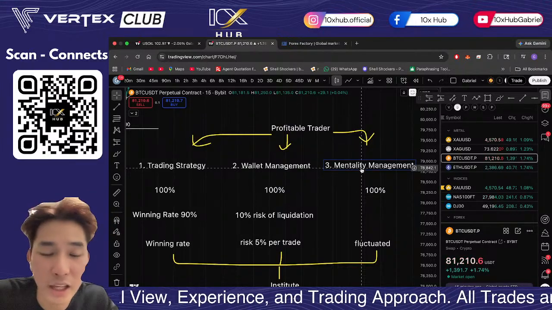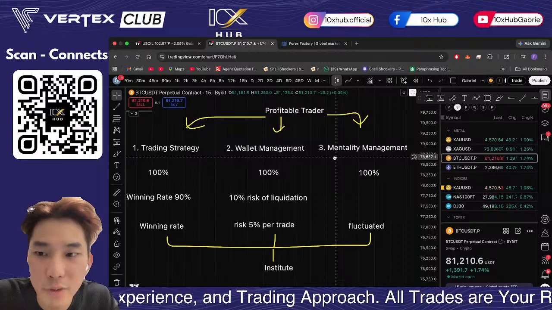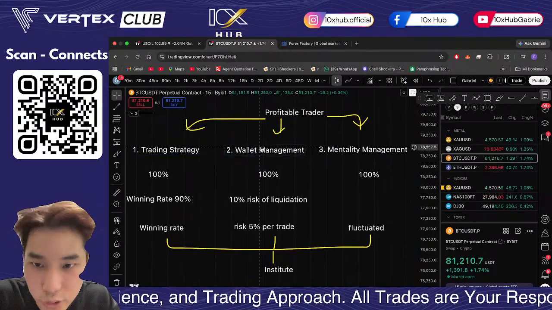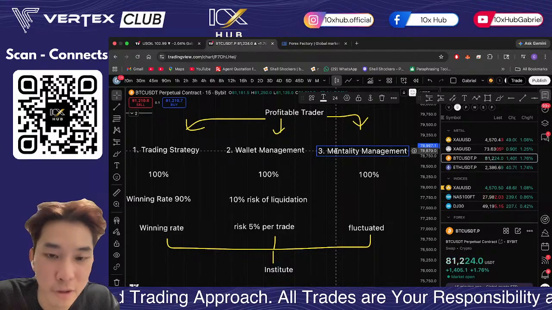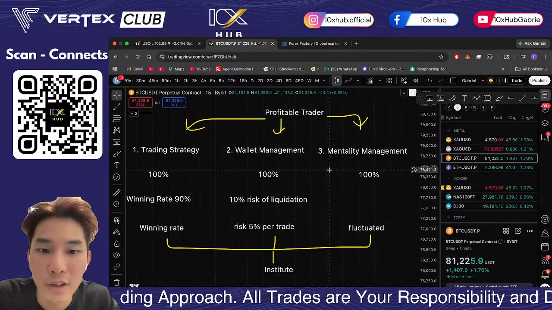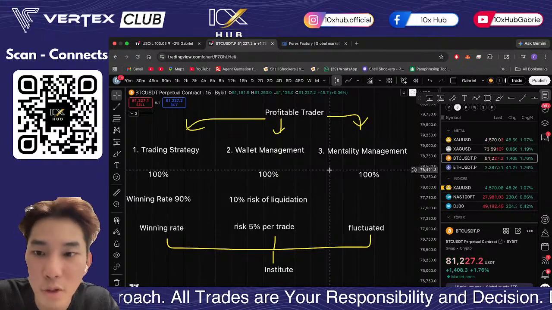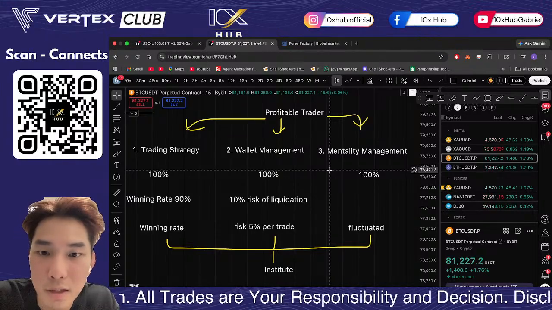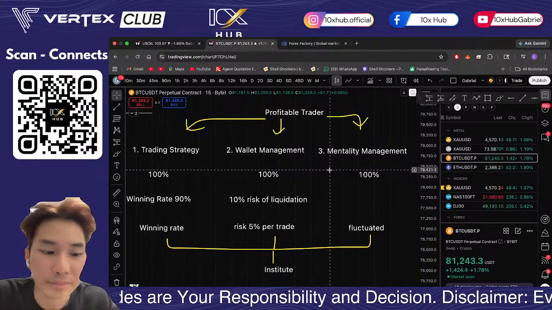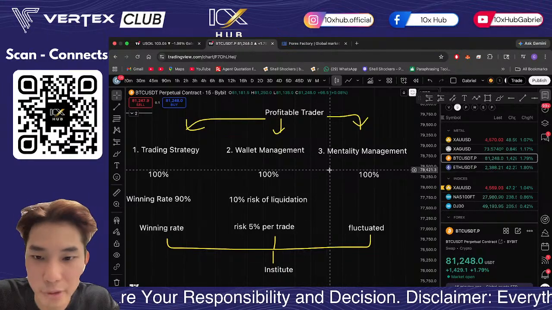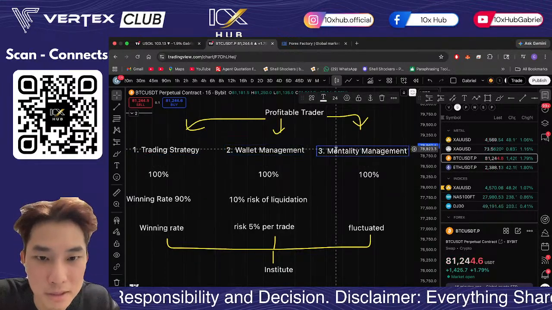Wallet management is actually very, very important. So if you want to become a profitable trader, you can master these three big pillars. And of course, at 10x Hub, we do provide courses to help you master these three big pillars. I myself have already been trading for 6 years, and I will share my experience in how to master these three big pillars.